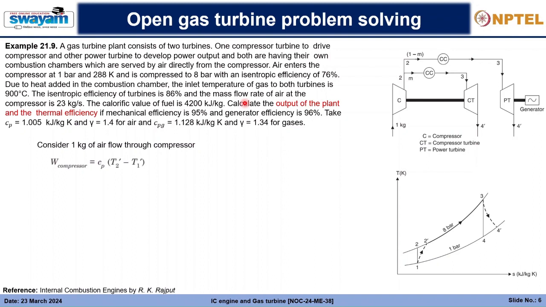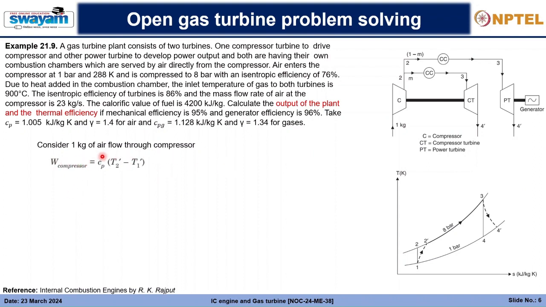So first we need to calculate the mass supplied to each turbine. If we assume that only 1 kg is passing into the compressor, then how much fraction of it is delivered to the compressor turbine, and how much to the power turbine? So m will be delivered to the CT, and 1 minus m will be delivered to the PT. That part we will have to calculate.